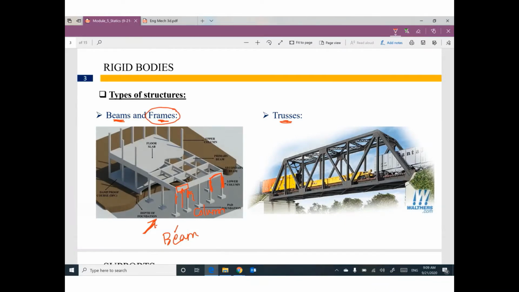So the first one is called a beam: a horizontal member supported here and supported here. If you consider the vertical element, the vertical element, and the horizontal element, all of them as one unit like this, with the vertical elements supported here and here, this can be called a frame.